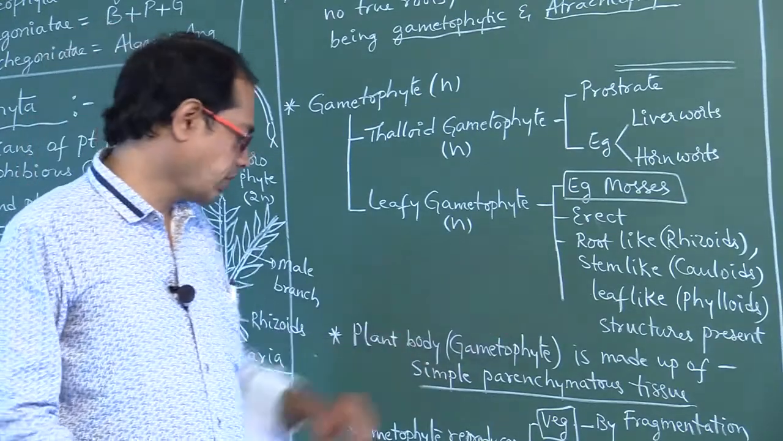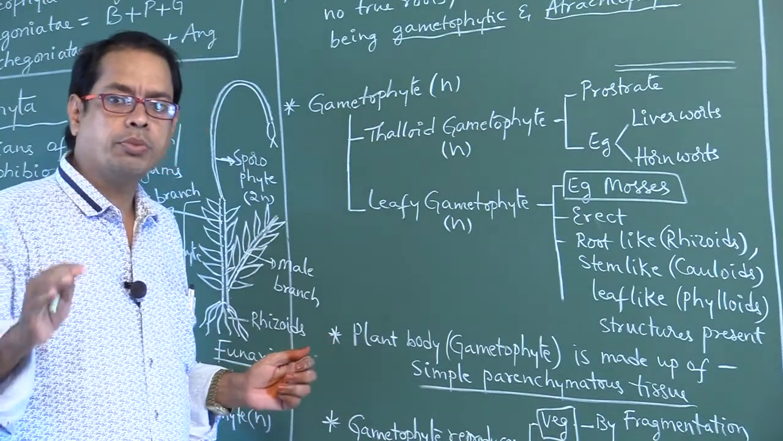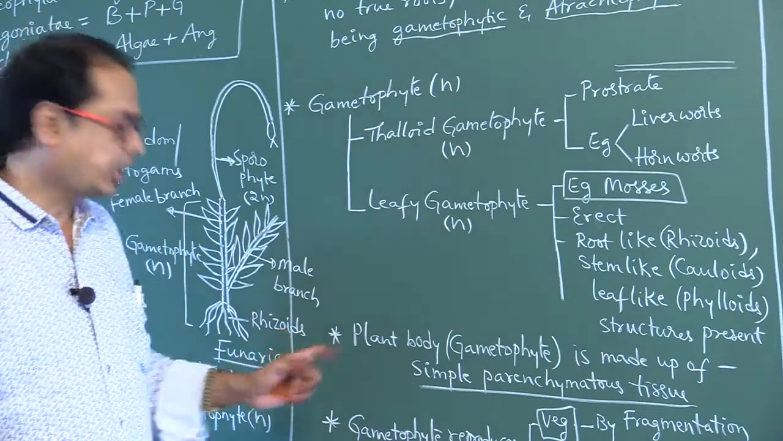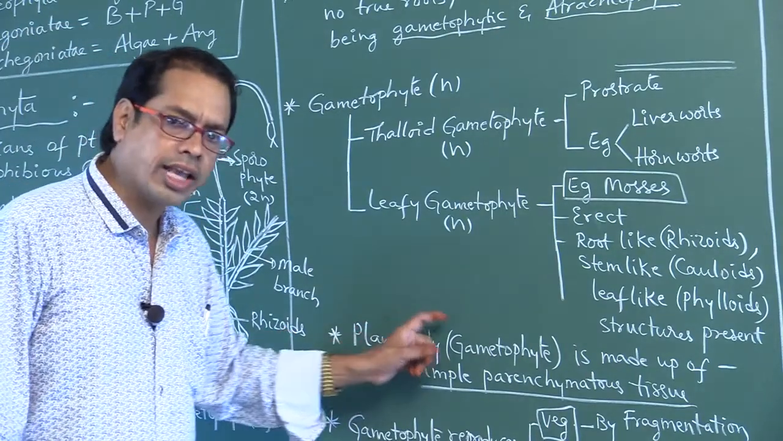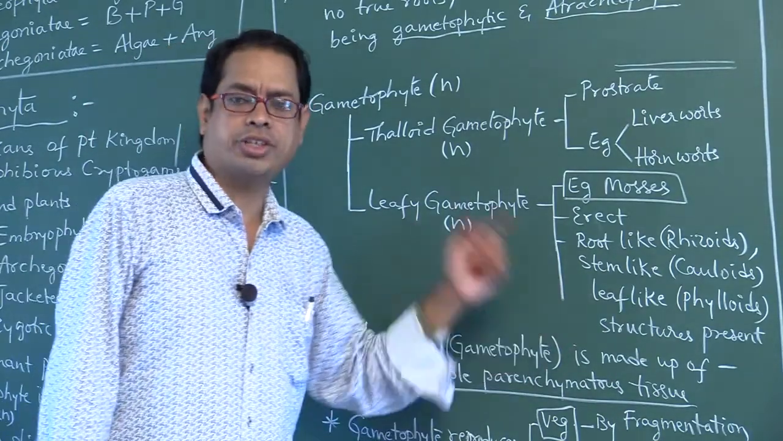Next, internally, the gametophyte shows simple parenchymatous tissue. That is, the plant body or gametophyte is made up of internally simple parenchymatous tissue.